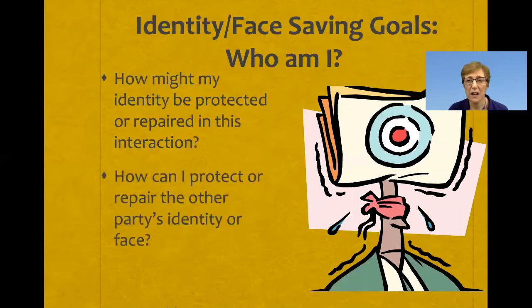And when we're in a conflict, we typically want to protect our own face or repair it when people are damaging it by putting us down. And we can also think about how we can protect the other person, because a lot of times people feel like we are somehow putting them down or not acknowledging them. And that may or may not be the case, but that's a perception. So we want to address that as well.